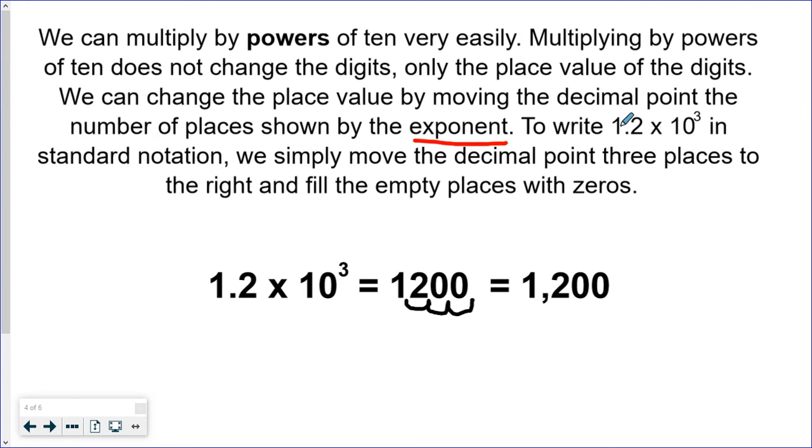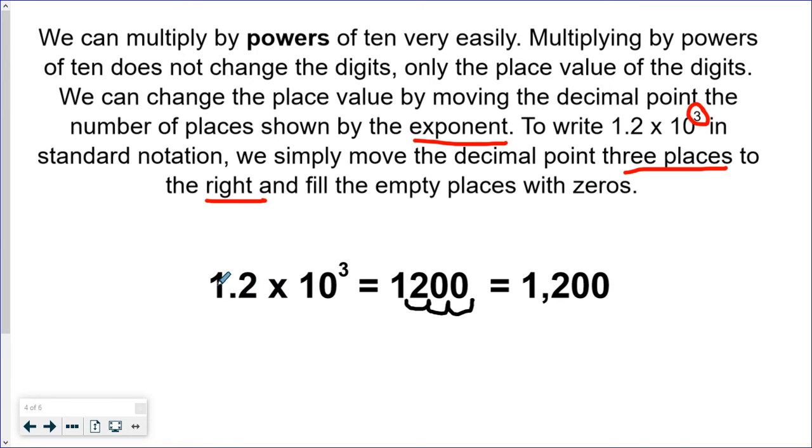Okay, so in order for us to do this, we're going to simply move the decimal place 3 places. And the reason why we're going to move it 3 places is because the exponent is a 3. So we're going to move this 3 places to the right, and we're going to move it to the right because we want to make the number bigger. And by doing so, we're going to create some empty places. And if there are any empty places, we're just going to fill those empty places in with zeros.